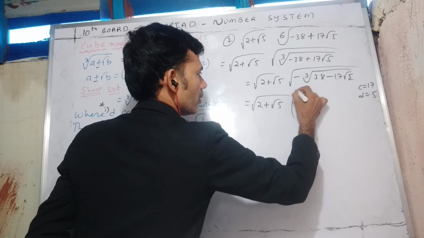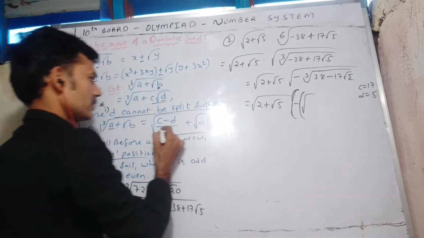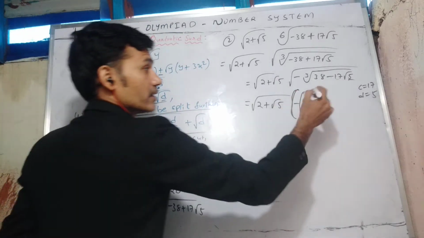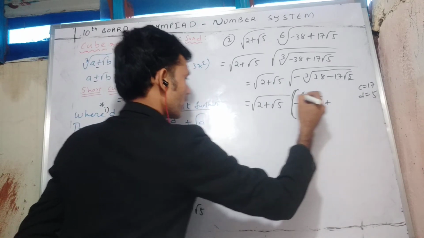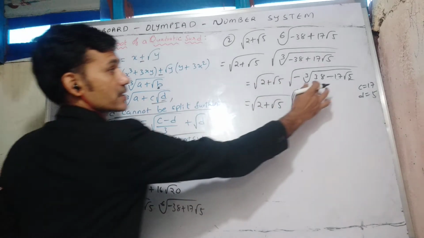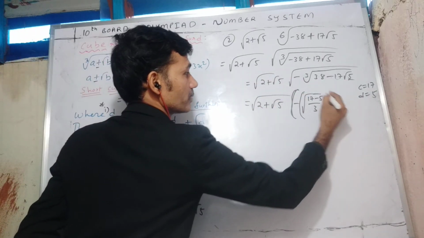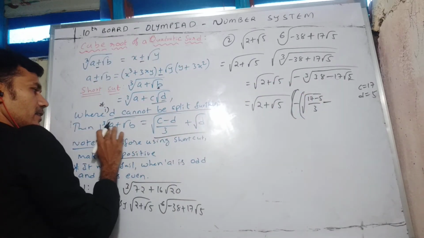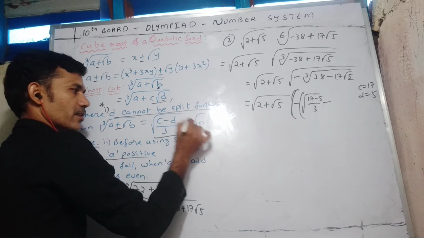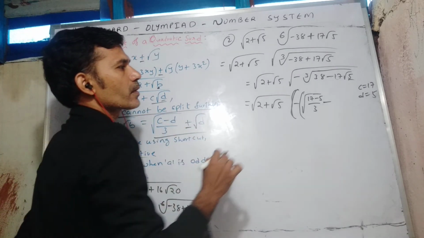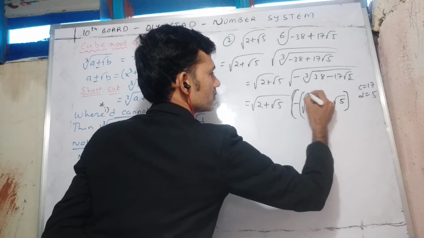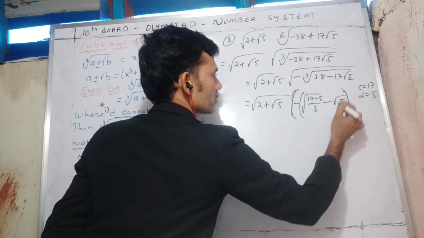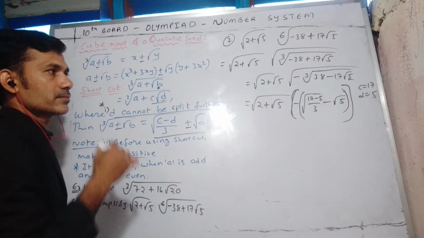Okay, how can we find the cube root? You see, this is the shortcut. C minus d, that is 17 minus 5, upon 3, plus there, minus is there. Here minus is there means here also minus will come, like that. Under root of d, that is 5. Okay, I used small brackets then big brackets.